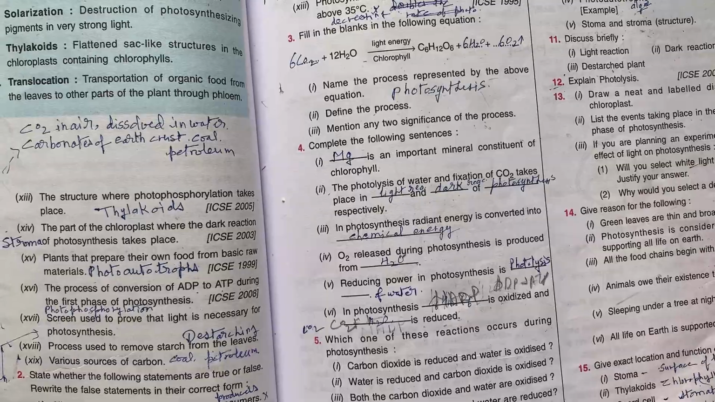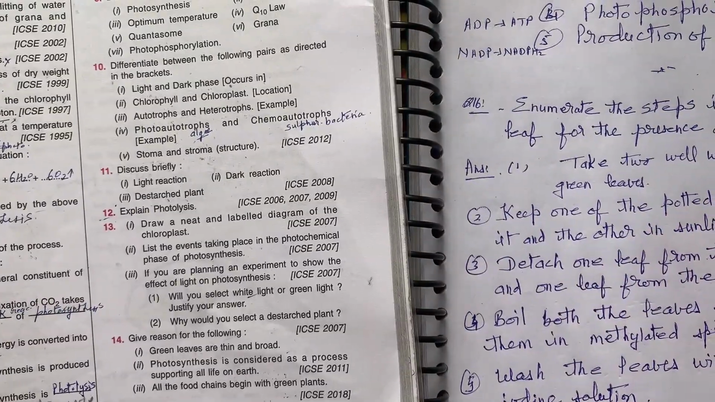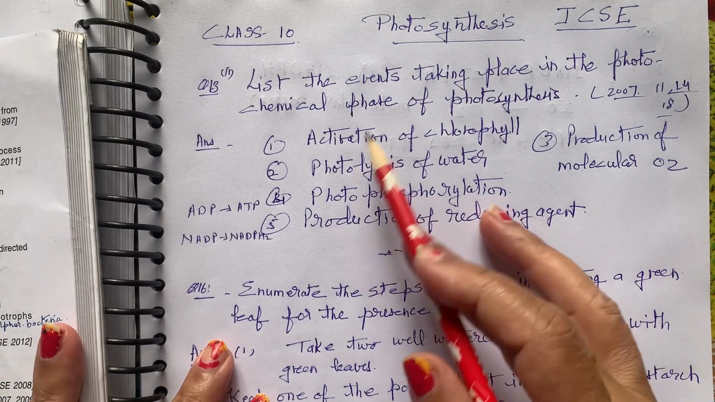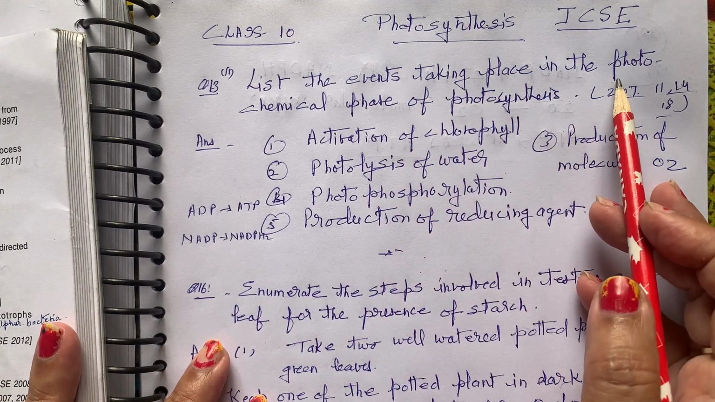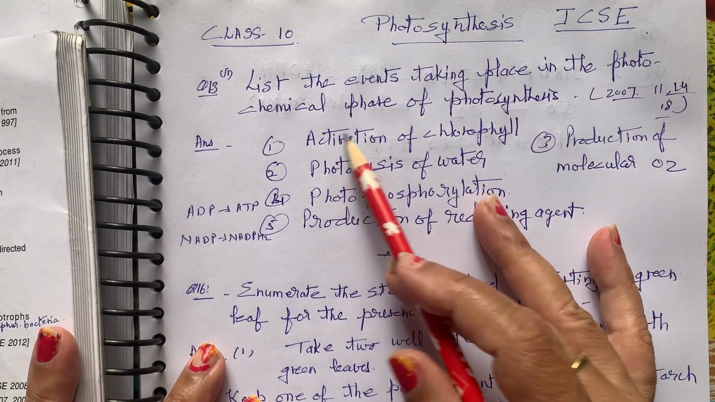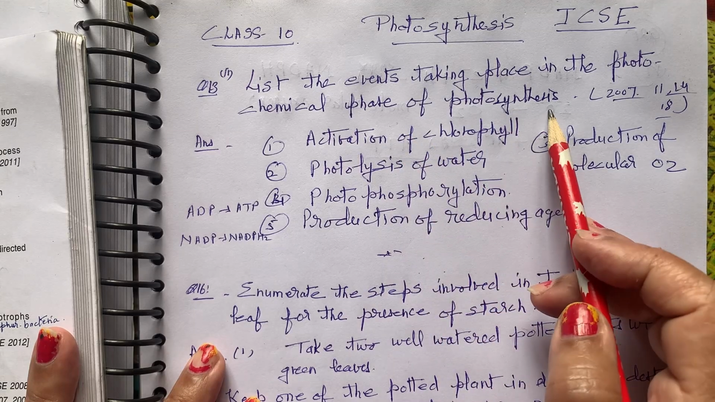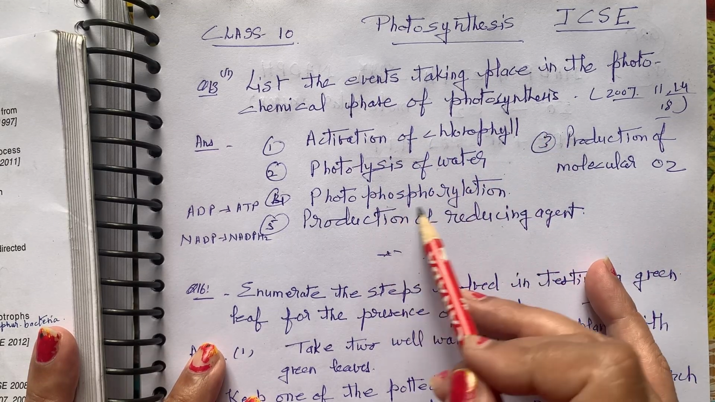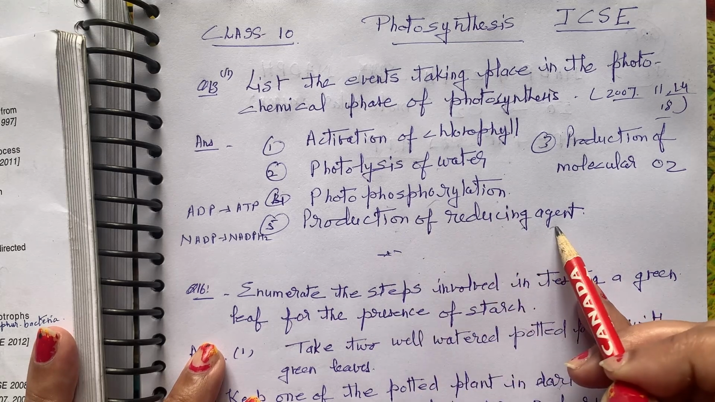List the events taking place in the photochemical phase of photosynthesis. Now here you can see the list. The events taking place in the photochemical phase of photosynthesis are: activation of chlorophyll, photolysis of water, photophosphorylation, and production of reducing agent.